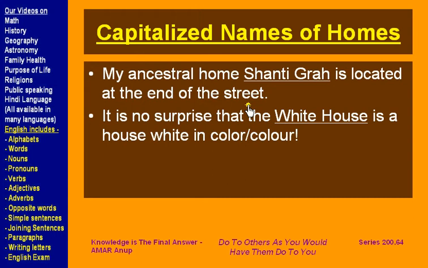Another example. We know the White House. It's a house which is given a name. It is where the American president lives. So the W in White is capitalized and the H in House is capitalized. So it is no surprise that the White House is a house white in color. See, the H of House here is capitalized because it's a part of the name of the house. But the H here is not capitalized because it is being used in general terms.